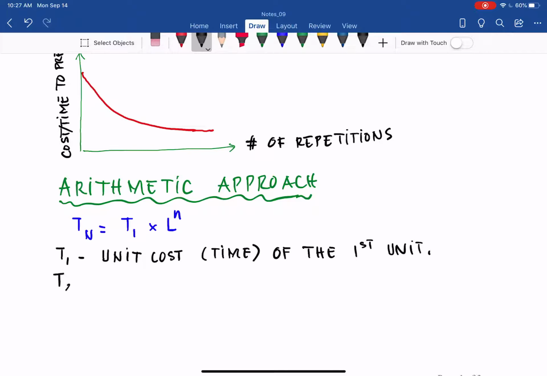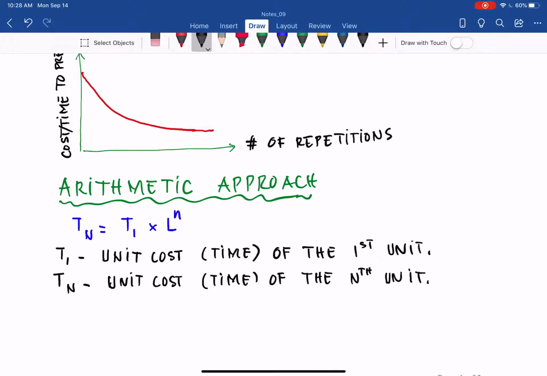And then similarly we have Tn, which is the unit cost or time of the nth unit. And L is the learning rate. It depends on the nature of the work, the repetition, the skill, and the people. So the learning rates are not the same, and that is realized with L.